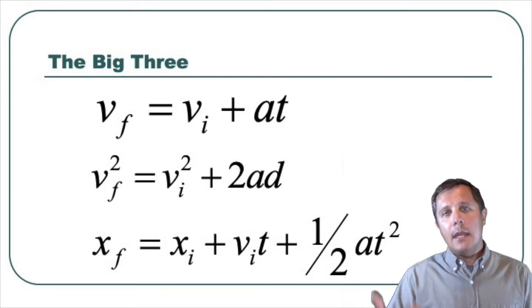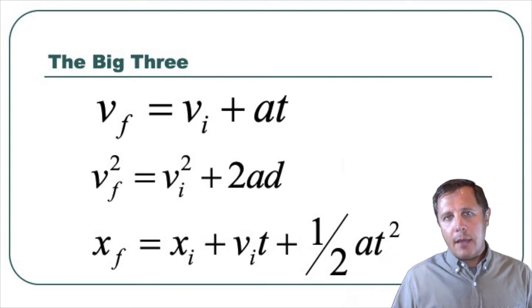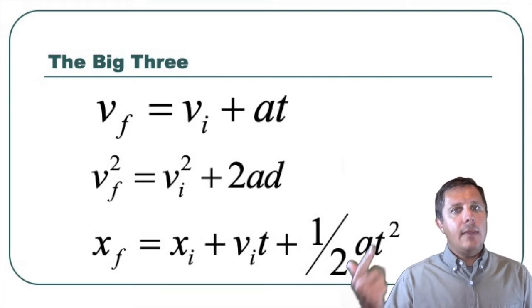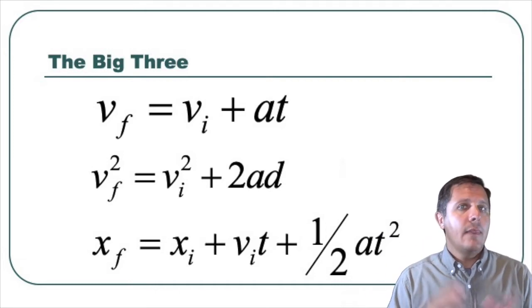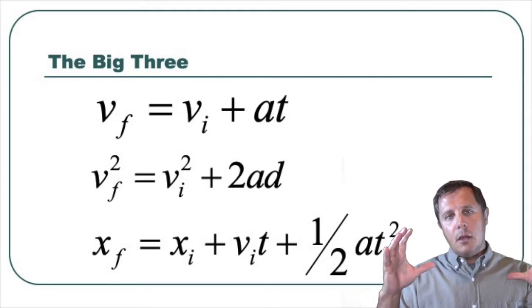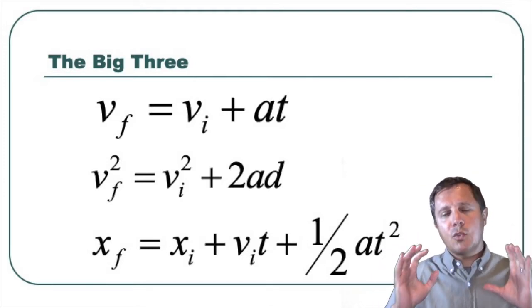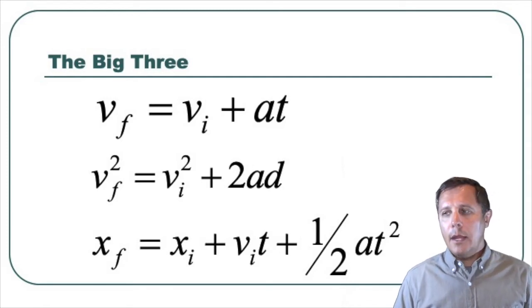Okay, then plus 1/2 at squared. So you have 1/2 the acceleration and then t squared. And notice that the time is what's squared, not the whole thing. If it was parentheses, it would be squaring everything, okay? But we're only going to square the time in that equation, okay? All right.